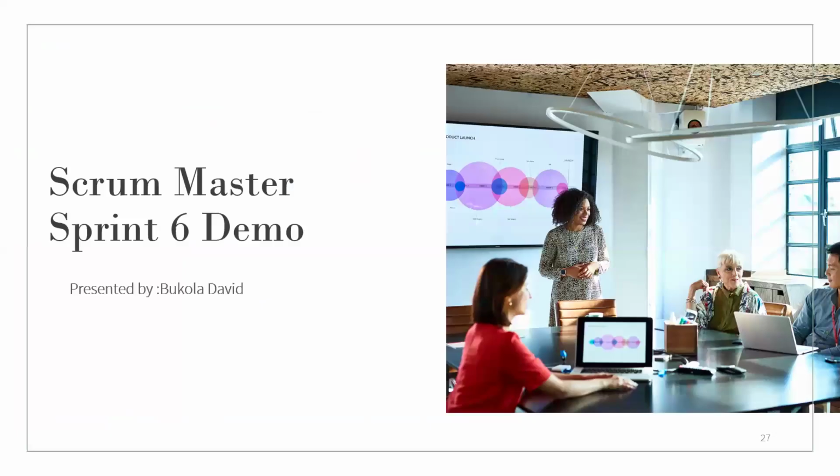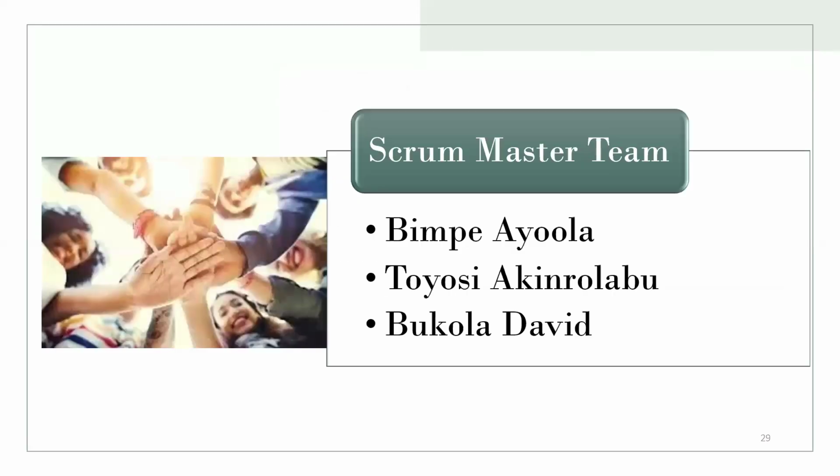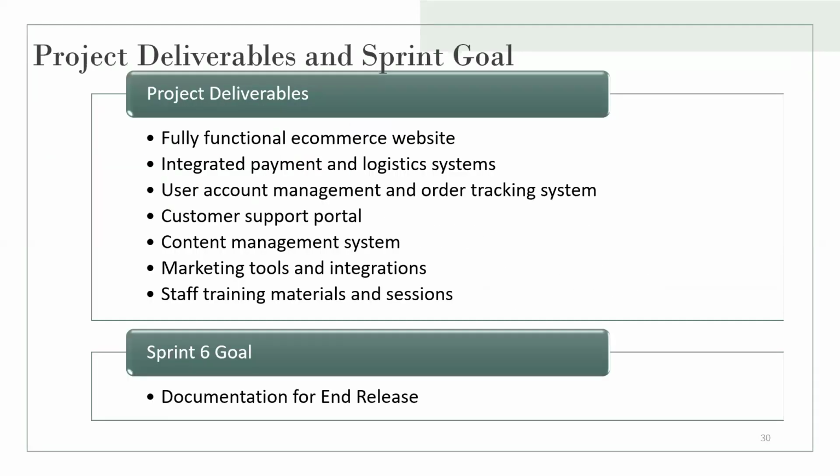And here we go. I'll be presenting on behalf of the Scrum Master team for Team Agile. Here is the content for this demo, and these are the Scrum Master team members. Here's the overall deliverable for the Long Reach project, and this is the sprint goal for Sprint 6: the documentation of end release going ahead.